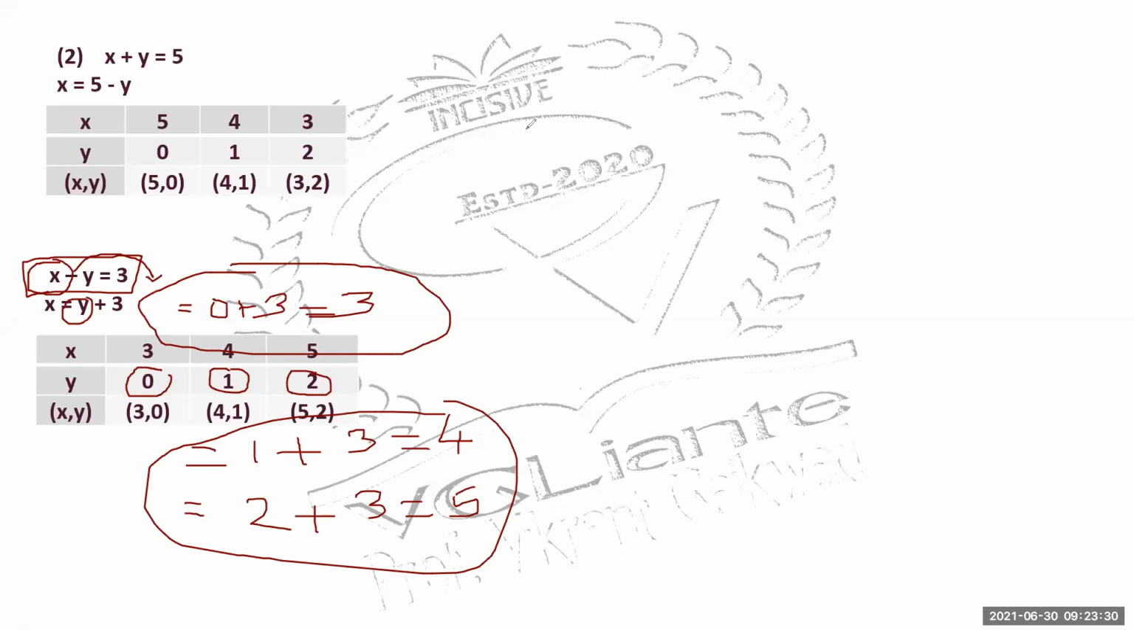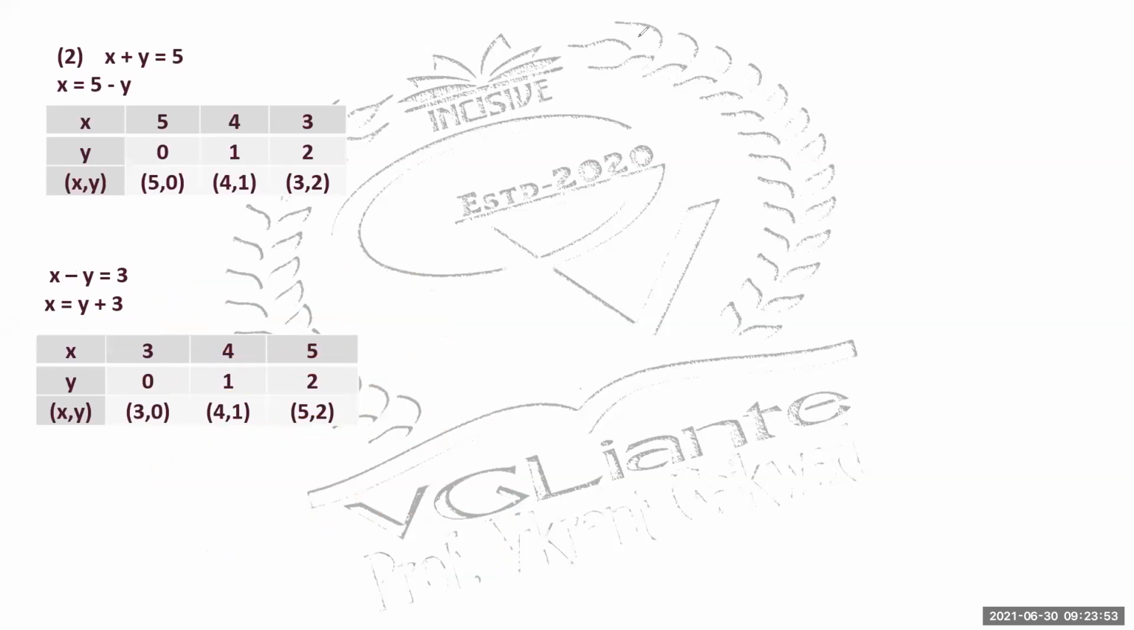So now here, when the value of y is 0, x is 3, so the point is 3 comma 0. When y is 1, x is 4, so the point is 4 comma 1. And when y is 2, x is 5, so the point is 5 comma 2. Is this clear to all the students? Any difficulty till here? We have got all the values which are required.